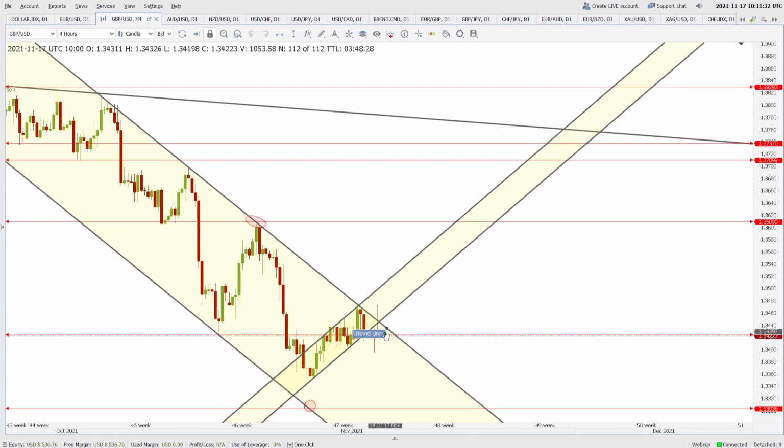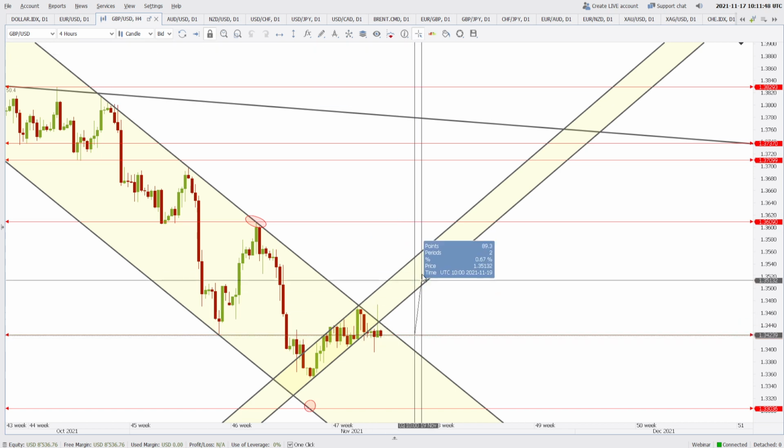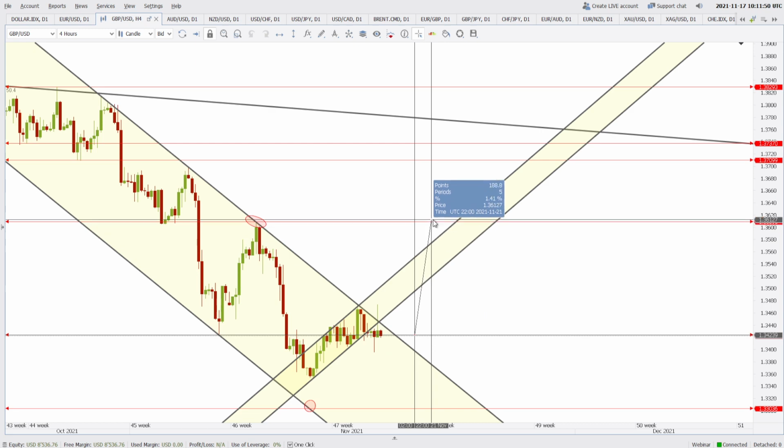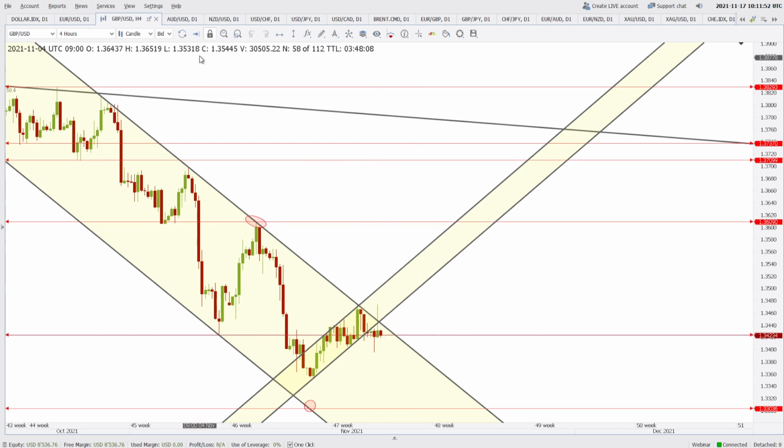Also notice that the price is still trading within this falling channel, and this falling channel is acting as a resistance to the price, and the next level that I'm going to watch is 1.3306, 1.3303 to the downside. On the higher side we have a resistance at 1.3609, which is almost 200 points away from this area.